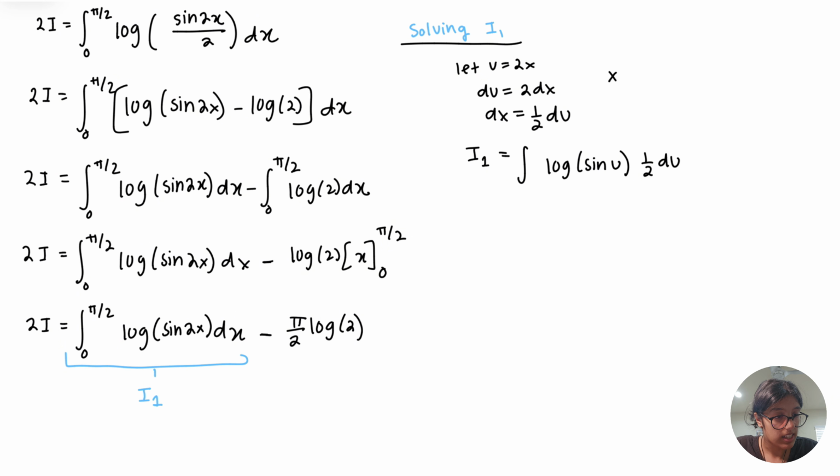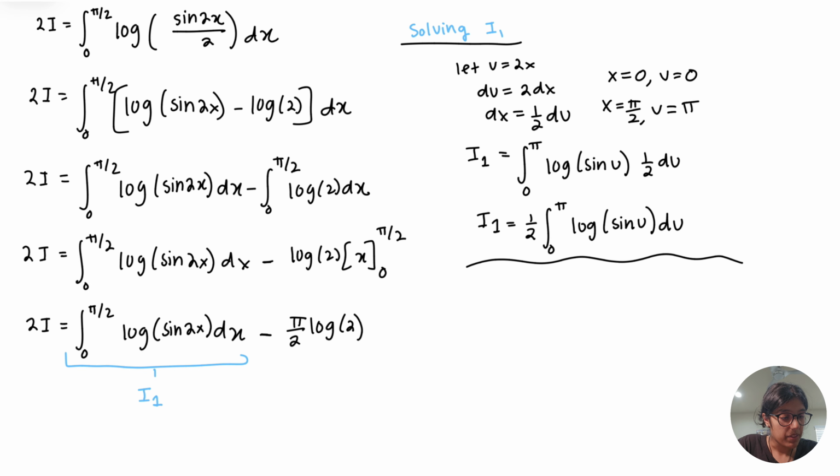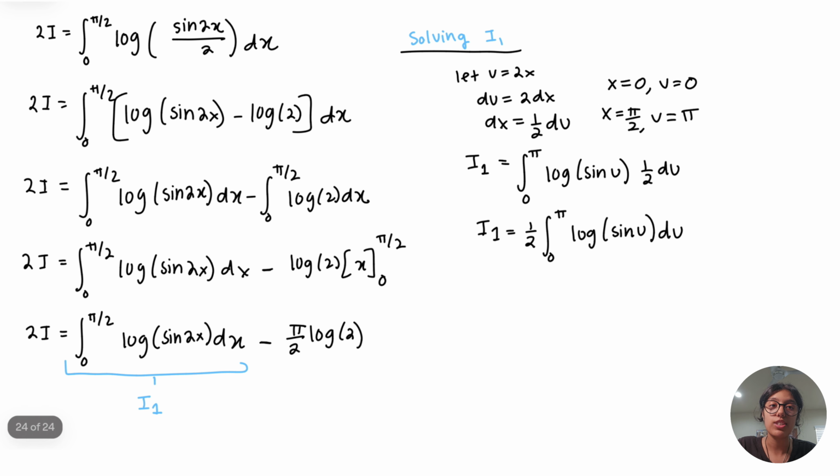So I know that when x is equal to the lower bound of 0, then u will have to be equal to 2 times 0, which is also just 0. And when x is equal to the upper bound of pi over 2, u is equal to 2 times pi over 2, which is just pi. So our new bounds are 0 to pi. And then I'm just going to take that 1/2 out because it's a constant. From here, we can't really simplify it anymore. I mean, we can't use u substitution. We can use integration by parts if we really wanted to, but there is a simpler method, and that is where our first hint comes into play.